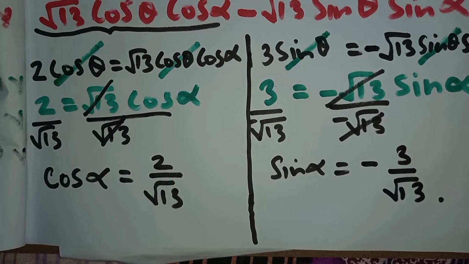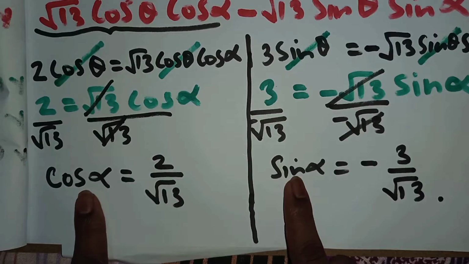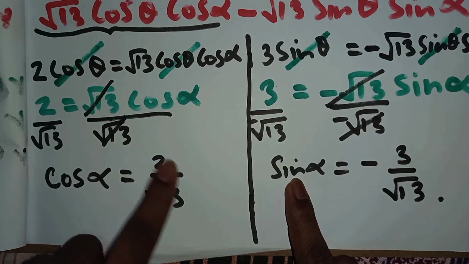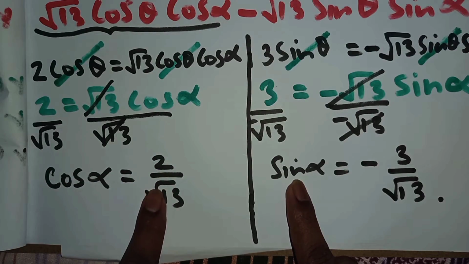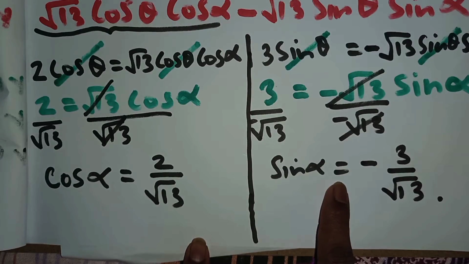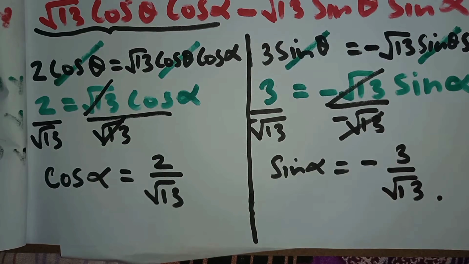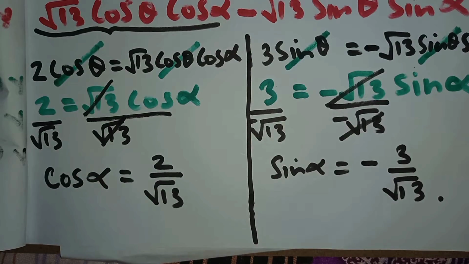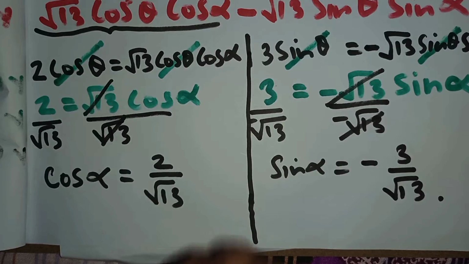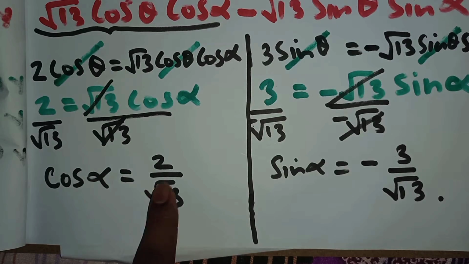Now we can see cos alpha here, sine alpha here. Cos is having a positive value, whereas sine of alpha is having a negative value, right? Now we are going to use the quadrant method again here, and then we are going to compare which alpha value to take, right? So we have this and this. Let's do it on the other page.